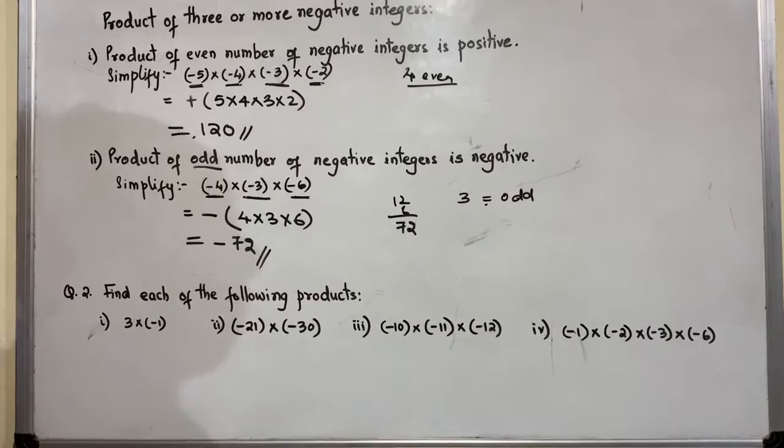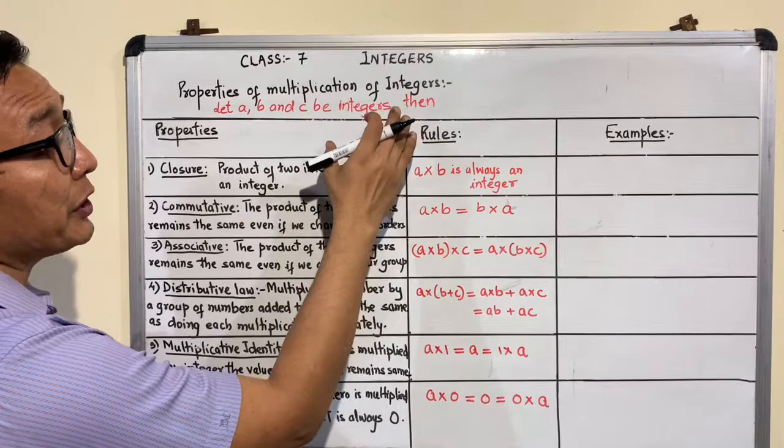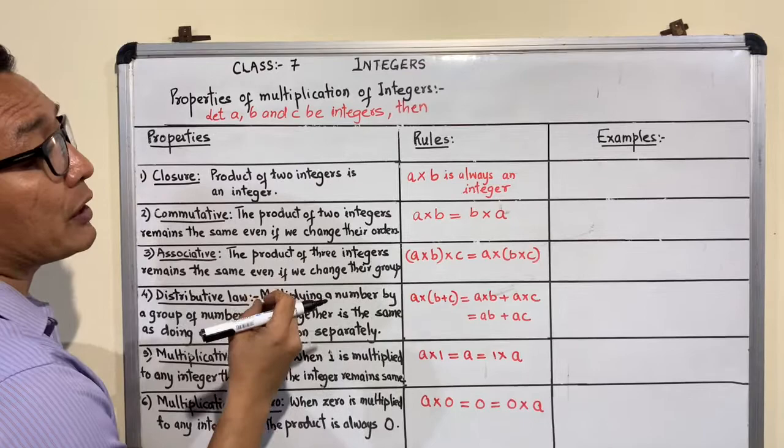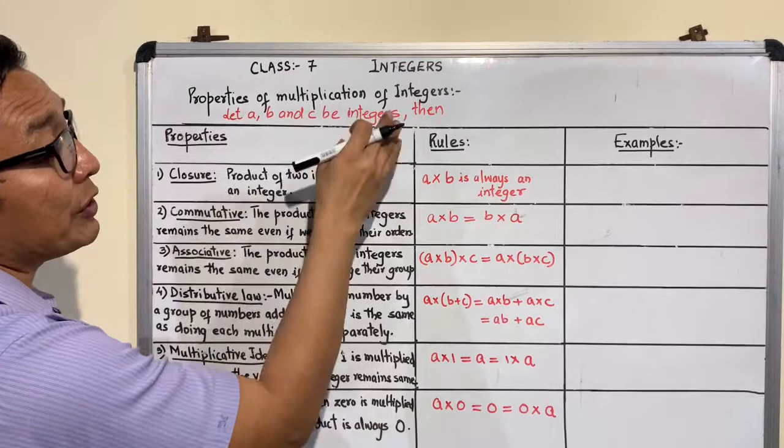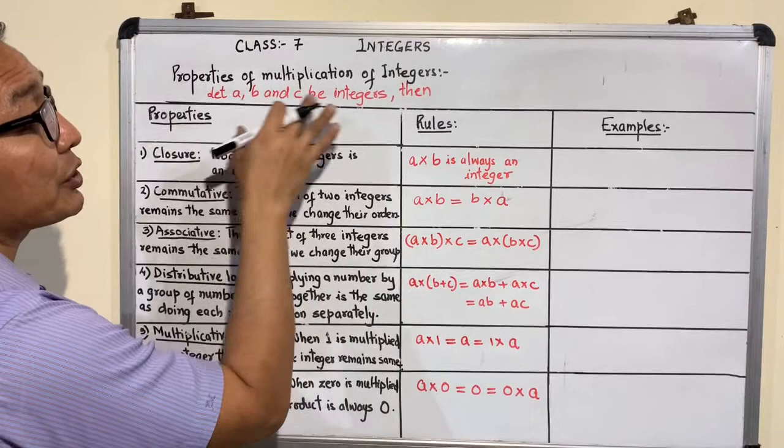Now let us look at the properties of multiplication of integers. We have seen properties of whole numbers and natural numbers, and the properties of addition and subtraction of integers. Now let us see the properties of multiplication.